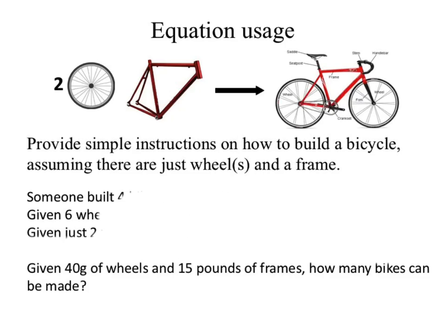Given 40 grams of wheels and 15 pounds of frames, how many bikes can you make? Why do you not know that? Oh, you mean the chemical equation doesn't tell you anything about the mass of each of those things? No. What does it tell you? The number of them. The quantity. We can use a scalar factor and scale that up to the mole of them. But we cannot do anything with mass. We would need an extra conversion factor. I picked random numbers. They aren't very good numbers.